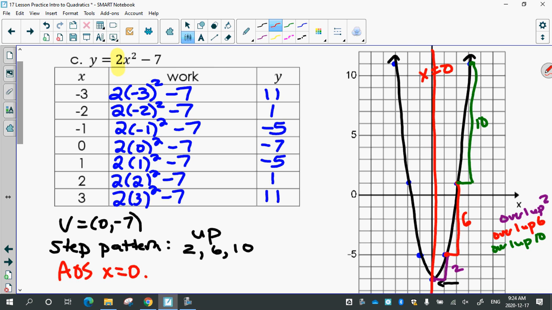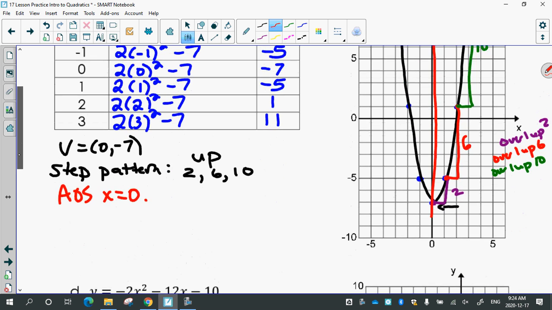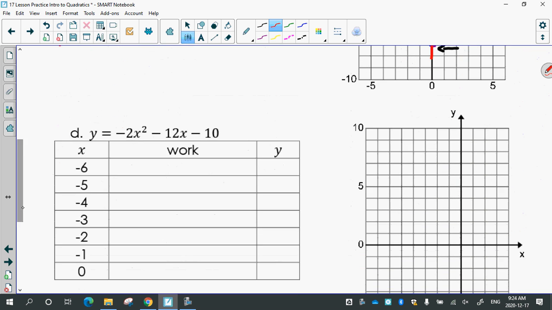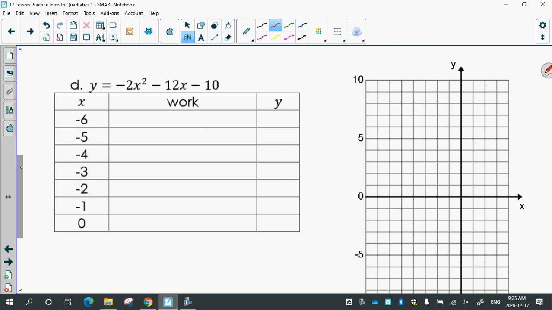Okay, one more table to go. And this one's different because we haven't done one with this dx term yet. That term's going to change our vertex from being on the y-axis to being somewhere not on the y-axis. Okay? And the calculation looks like it's going to be a little bit harder, and it is, but we should all be able to see that our a value is -2.